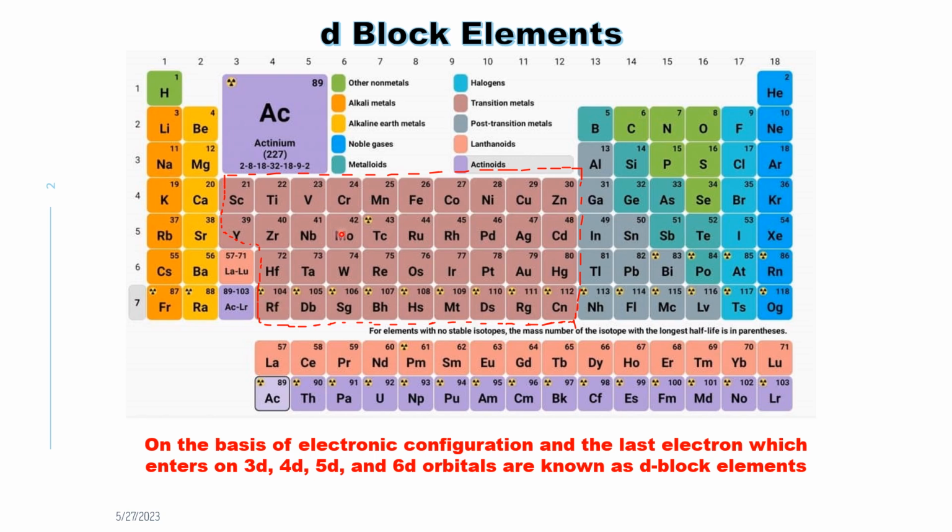And we know each d orbital can accommodate a maximum of 10 electrons. That means each period can contain a maximum of 10 transition elements. That means in the periodic table, a total of 40 transition elements are present.